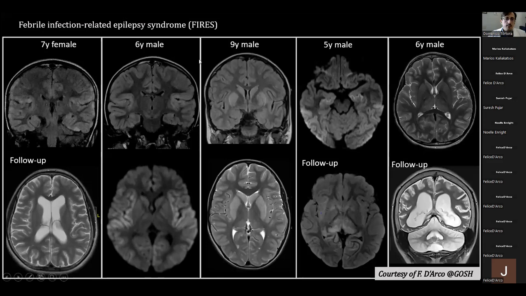These are images studied in your hospital, so I would like to thank Felice for allowing me to show this imaging. You can see the involvement of the cortex of the temporal lobes, and typical involvement of the insular portion and the basal ganglia. Again, in patients with severe seizures, you can see this typical finding in the superficial portion of the hippocampus in the acute stage. And it's important to consider that when you have the possibility to acquire follow-up images, brain atrophy is a common finding also in this case.